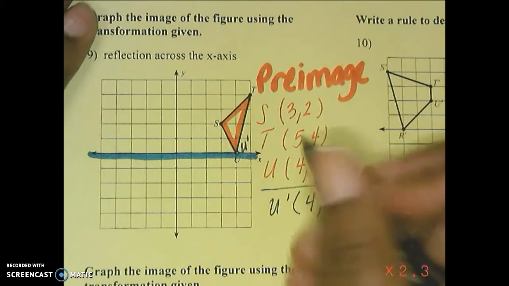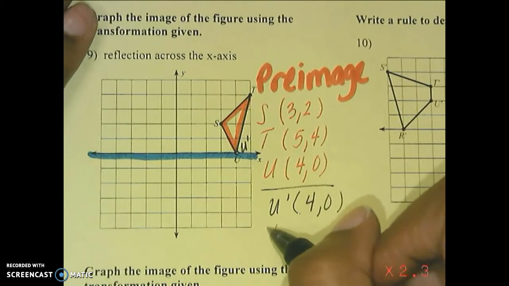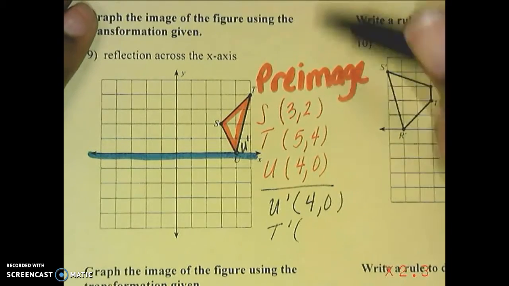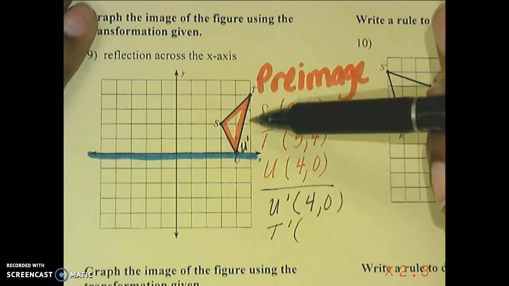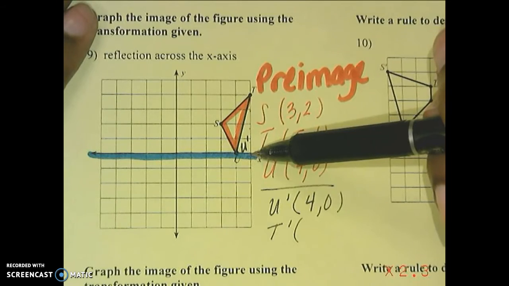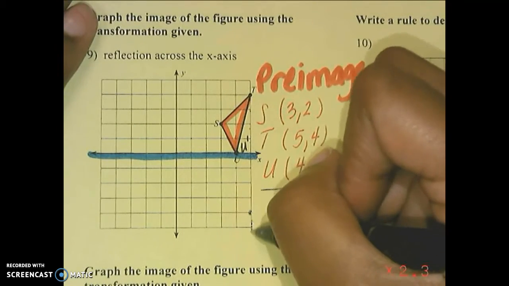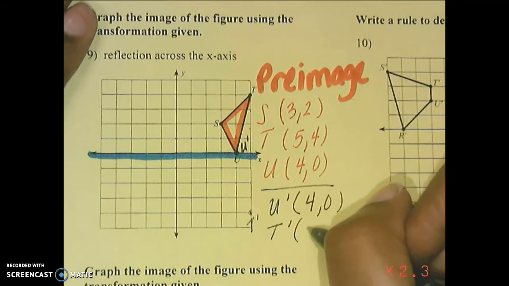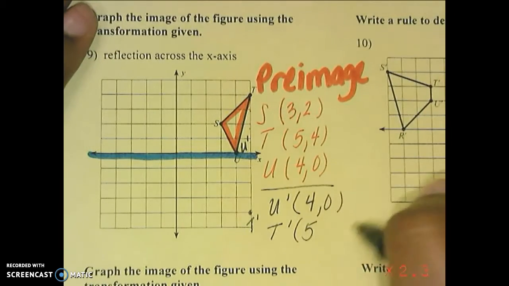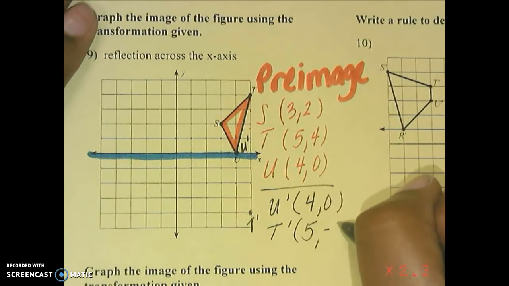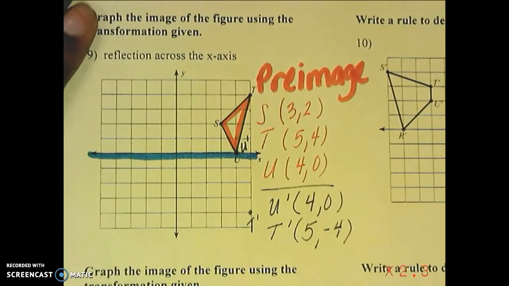So then since I started at U, I'll go to T. T prime is going to go from being 1, 2, 3, 4 above to now being 1, 2, 3, 4 below. So this is going to be my location for T prime. The axis didn't change. It didn't go left or right. So it just changed from 5, 4 to 5, -4.